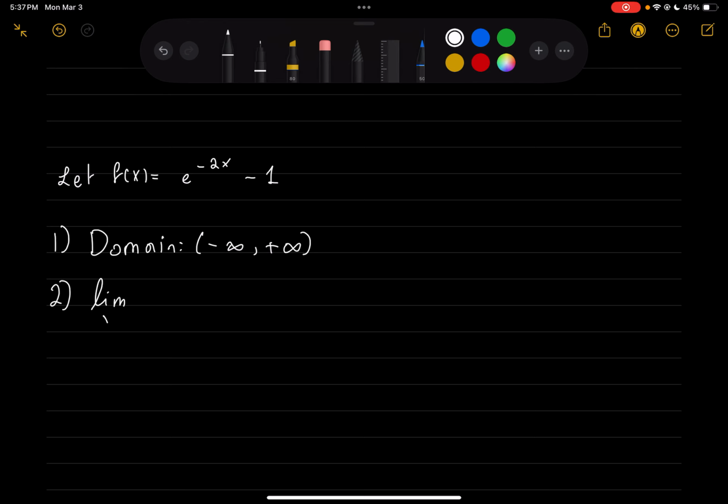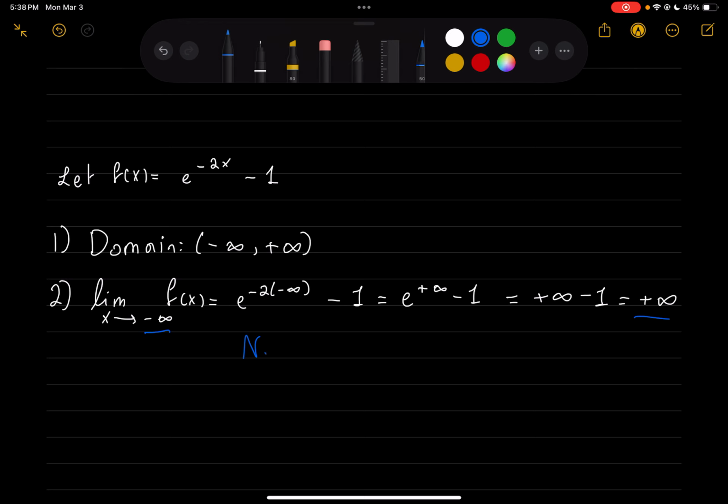Limits. The limit as x is going to -infinity for f of x, it is going to be e to the power of -2 times -infinity, -1. So -2 times -infinity is going to be positive infinity, -1. e to the power of positive infinity is going to be positive infinity minus 1, which is positive infinity. Is there any asymptote over here? Since we're looking for a vertical or a horizontal asymptote, there is not, because we have both infinities on two sides, so no VA and no HA in this case.